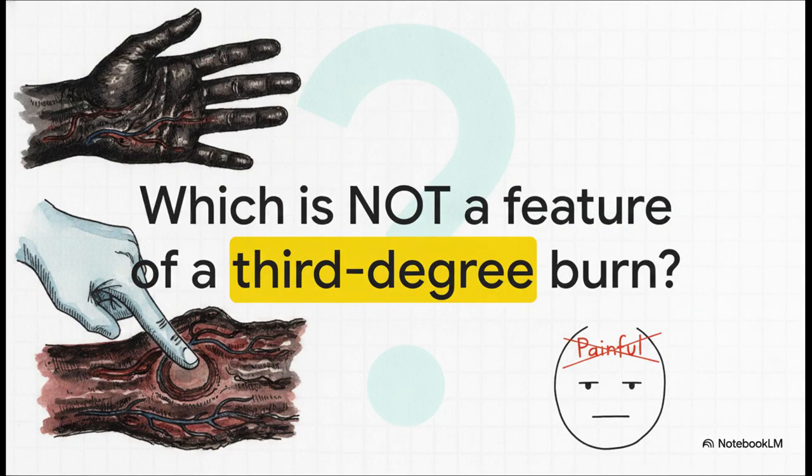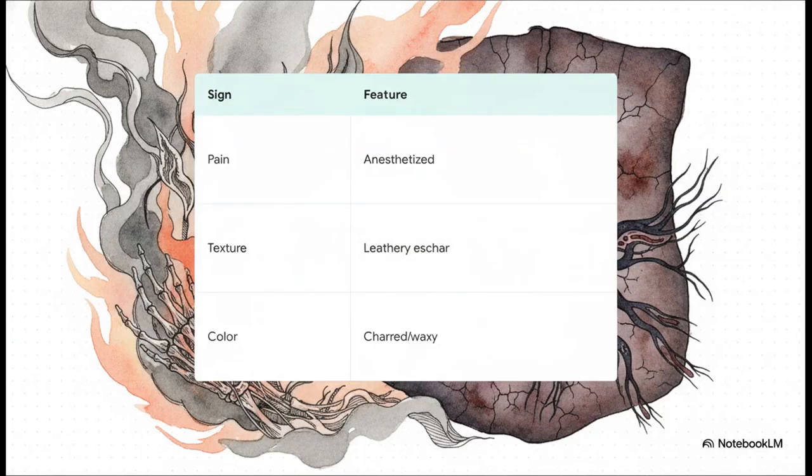Okay, here's our final diagnostic question to round out our burn assessment. Which of the following is not a feature of a third-degree burn? A. Hard leathery feel on burnt skin. B. Charred black color. C. Absent capillary return. D. Visible thrombosed vessels. Or E. Painful skin. The correct answer is E.